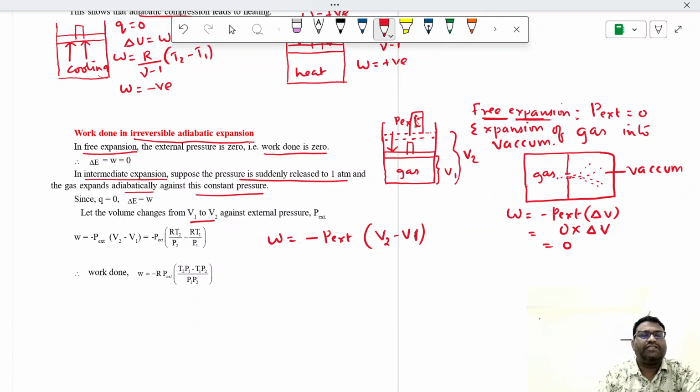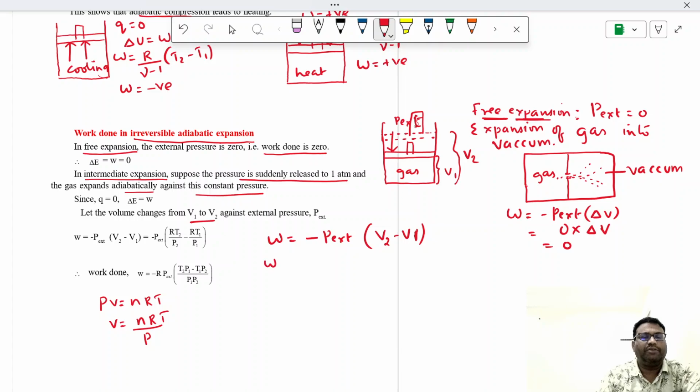But if, for example, in the question volumes are not given, this was once asked in the competitive examination JEE Main. Volumes are not given, so P external is given, and P1 and P2 are given. Considering this gas as an ideal gas, the ideal gas equation can be applied: PV is equal to nRT. So V is equal to nRT by P. Instead of V, let us apply this nRT by P.